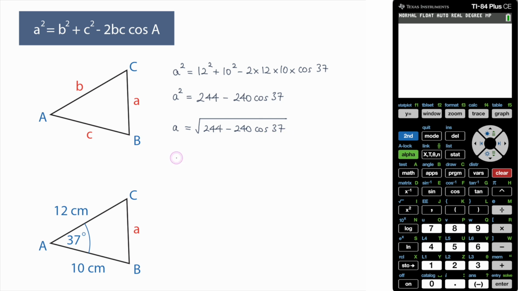And now all I need to do is to pop this into the calculator. So we've got the square root, so second function button, and then for the square root, we've got 244 minus 240 cosine of 37, equals. So length a is 7.23 centimeters, and that is to 3 significant figures.